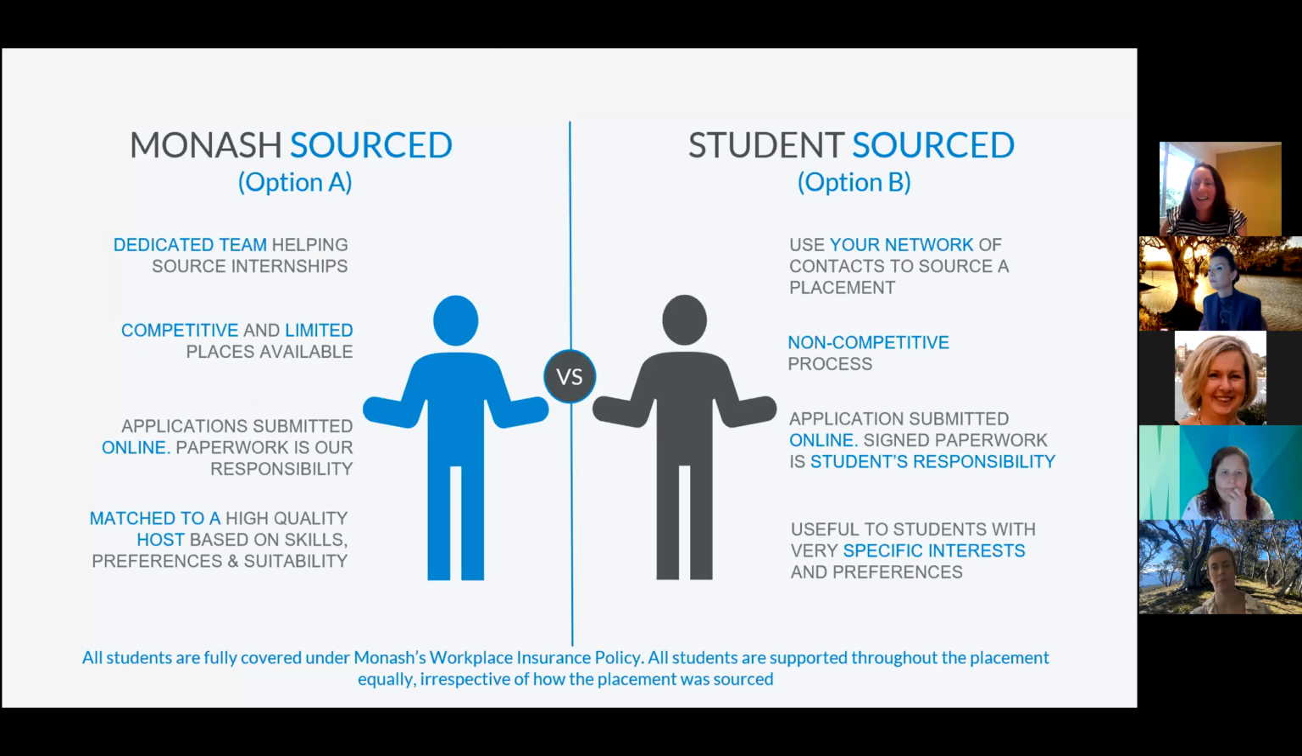So getting into a little bit of the detail about the two options which Susie mentioned before. There are two ways you can go in terms of getting a placement: Monash sourced or student sourced. Monash sourced is where you apply to us and we look to match you to one of the industry partners we already have. We work with lots of different partners, and as Susie said, they love the MES students. So we're very happy for you to apply and match you to those placements.